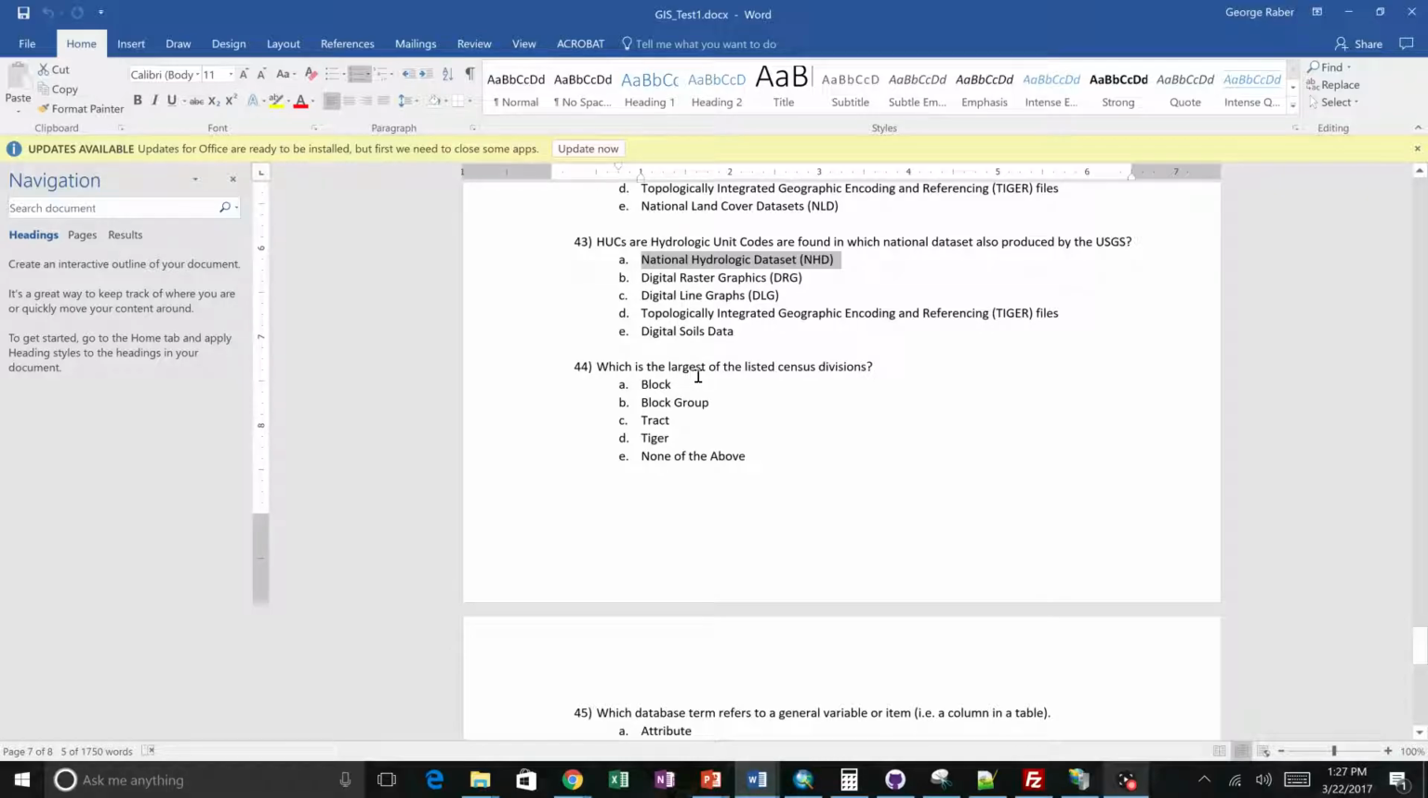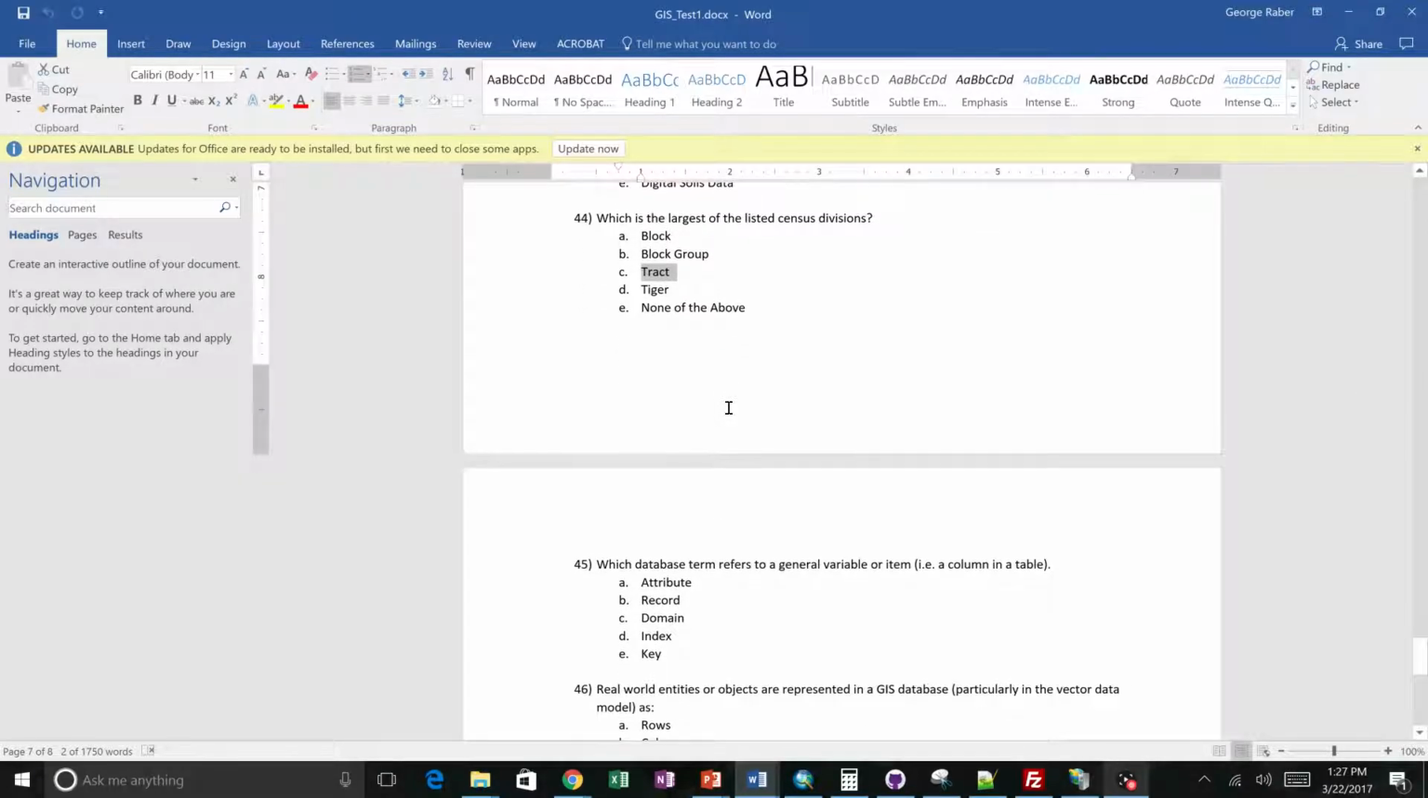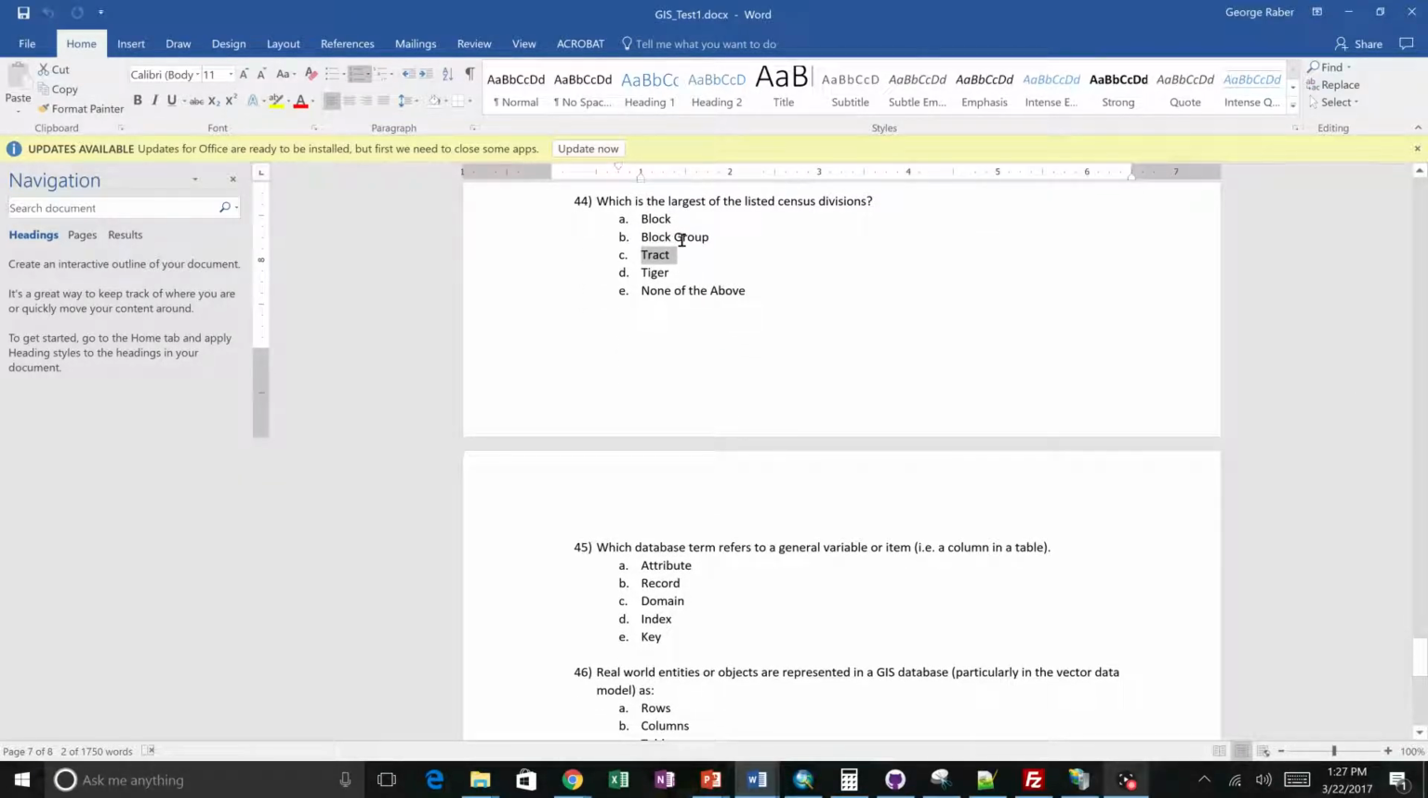Which is the largest of the census divisions in this list? That's tracked. I realize that might be a poor question, because it says which of the largest is the listed census. Probably shouldn't have included none of the above, though.